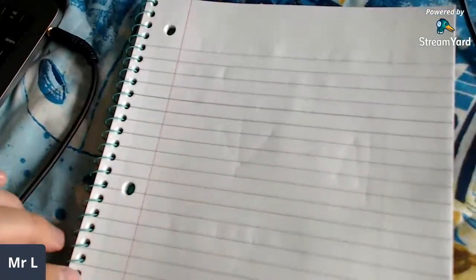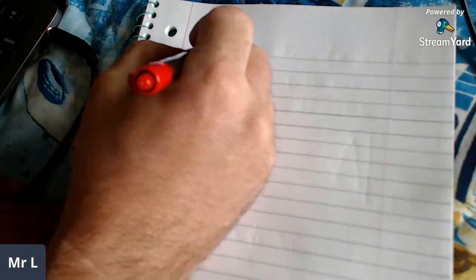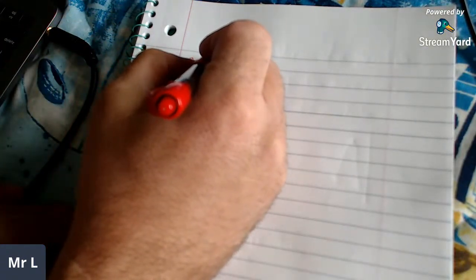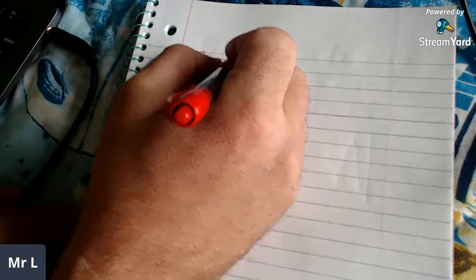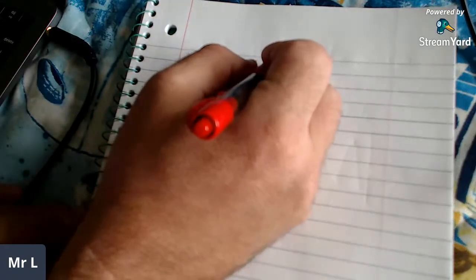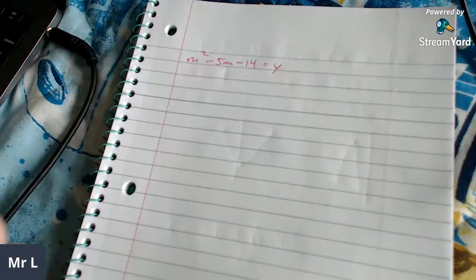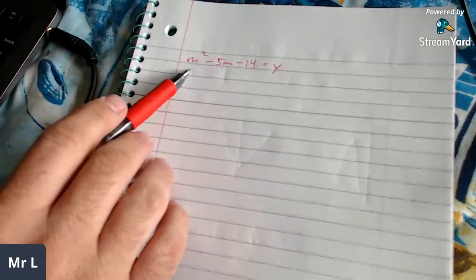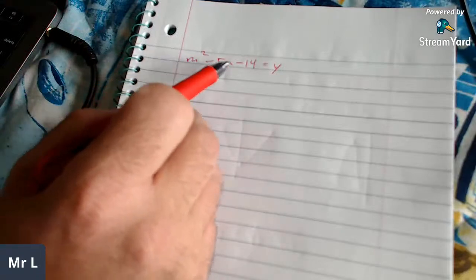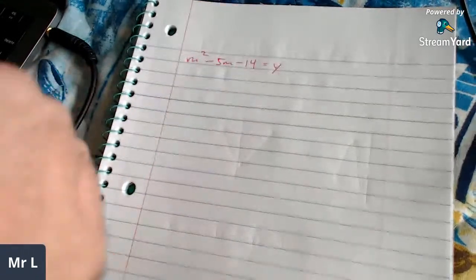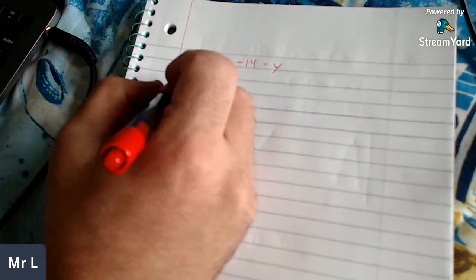And I'll rewrite what work we've done so far. But for m squared minus 5m minus 14, now we're going to figure out what that equals for y. So this, we're solving for the x-coordinate, which is represented by the variable m for this problem. But since we know that m, or the line of symmetry, is at 2.5, we plug in 2.5.